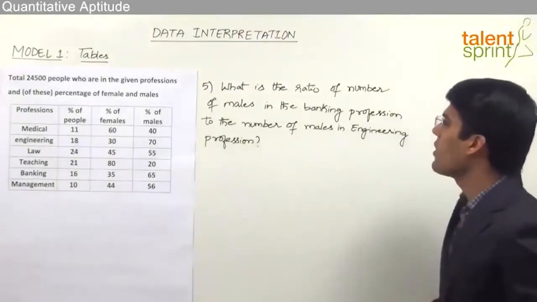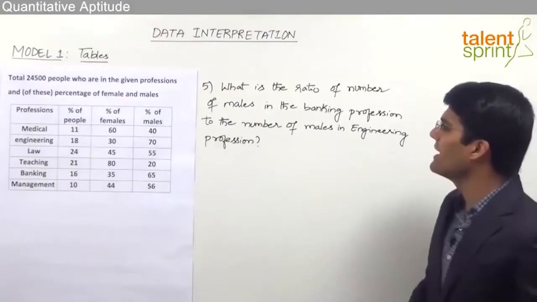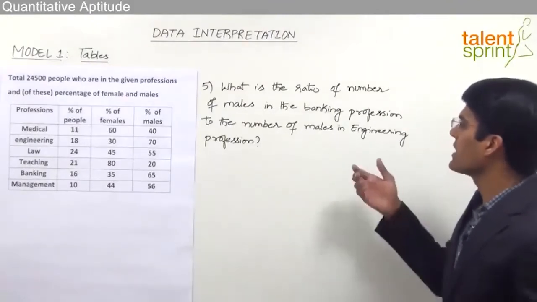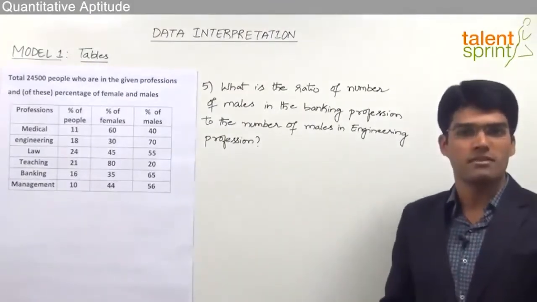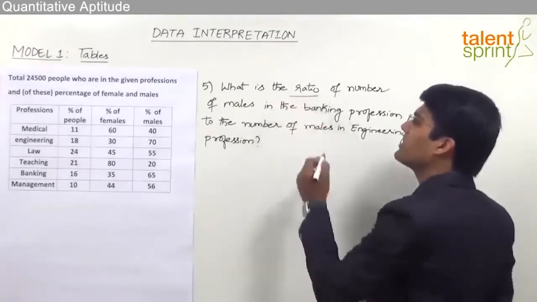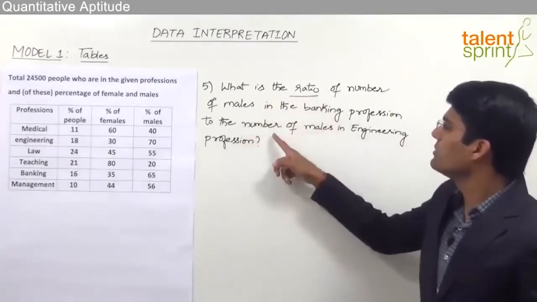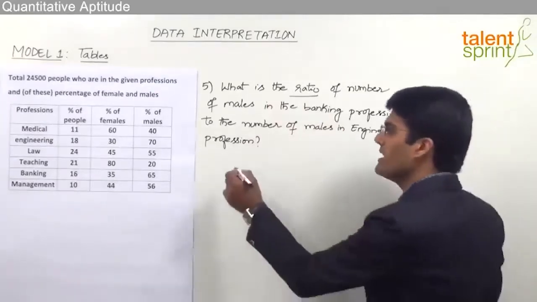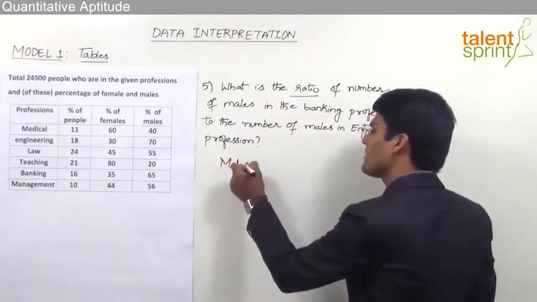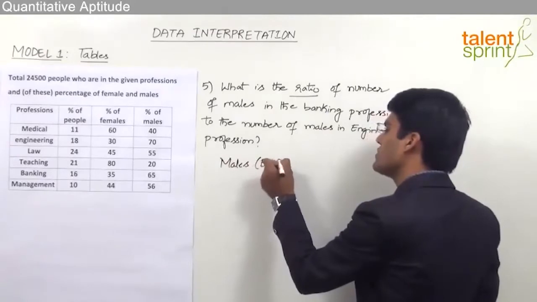The question here is, what is the ratio of number of males in the banking profession to the number of males in engineering profession? So this again is a question on ratio. We have to find out the ratio of males in banking to the males in engineering. So males in banking is to males in engineering.